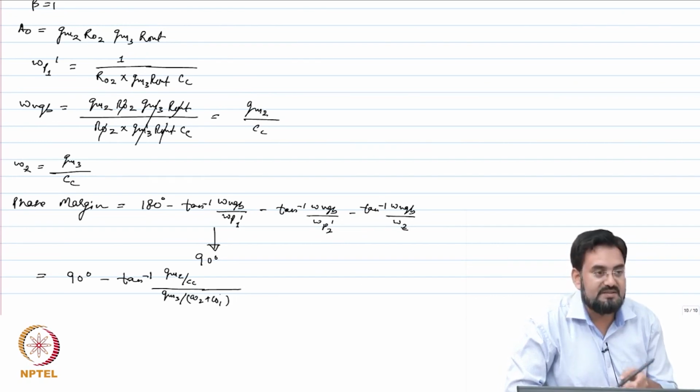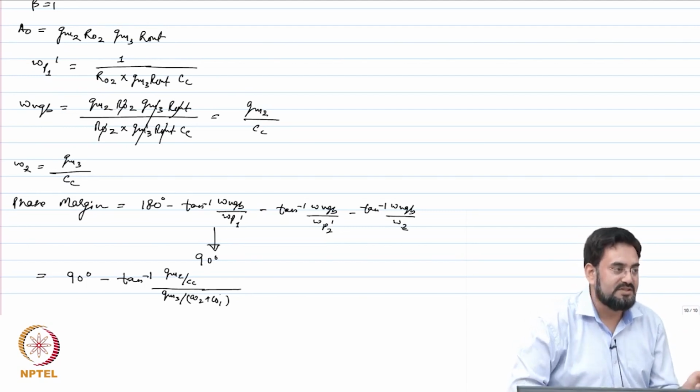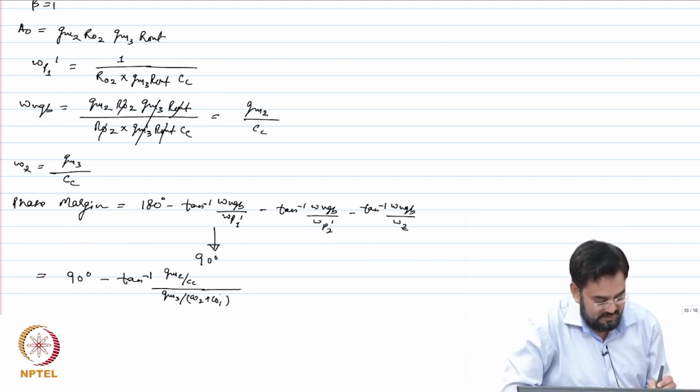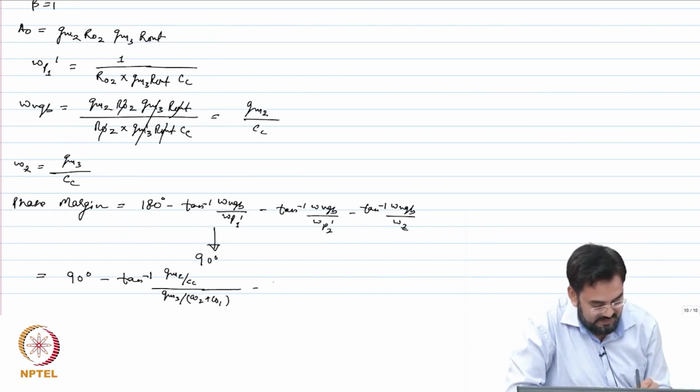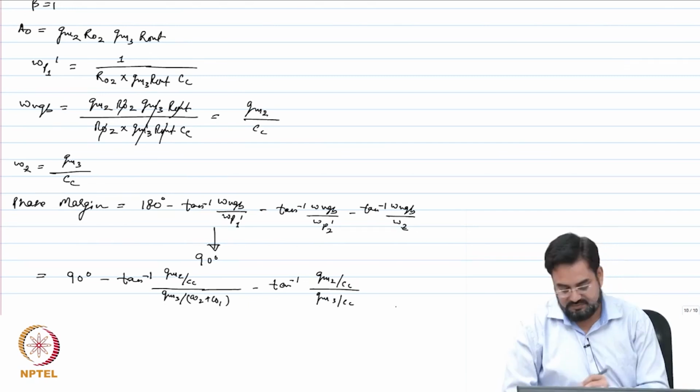This is with the assumption that Cc is larger than your CO1 CO2. But if you don't assume that, you have to write the whole thing, minus tan inverse. So omega UGB again, write GM2 over Cc, over GM3 over Cc, correct.